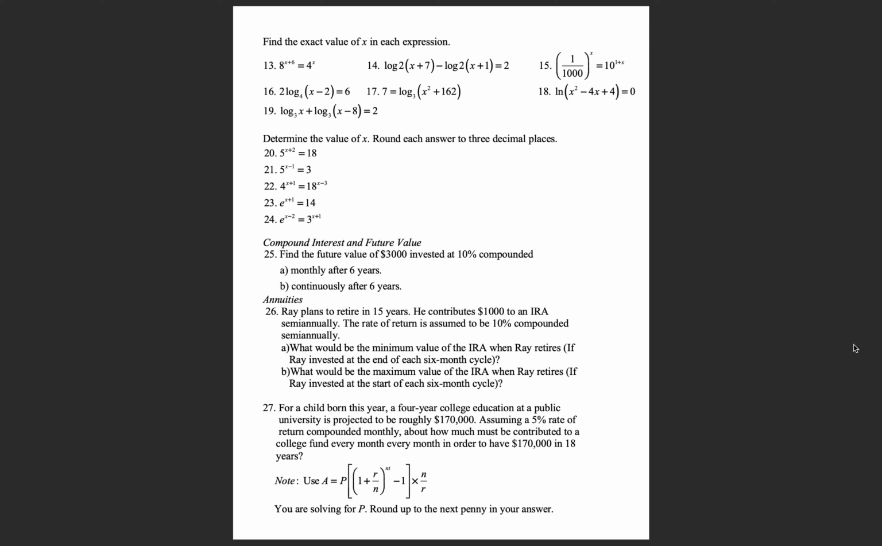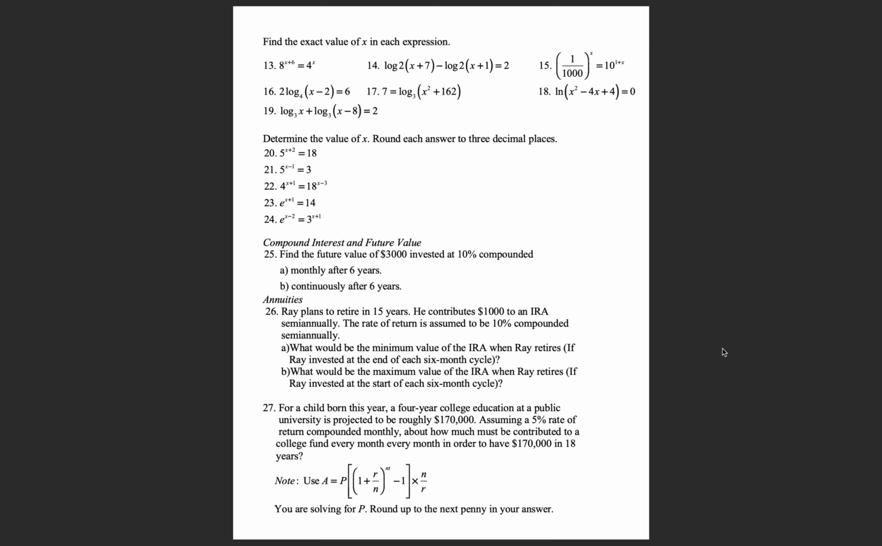For number 27, we have for a child born this year, a 4-year college education at a public university is projected to be roughly $170,000. Assuming a 5% rate of return compounded monthly, about how much must be contributed to a college fund every month in order to have $170,000 in 18 years? It says to use the regular annuity formula, and you are solving for P, the monthly amount that will be applied. And it says to round up to the next penny, not necessarily the nearest penny.